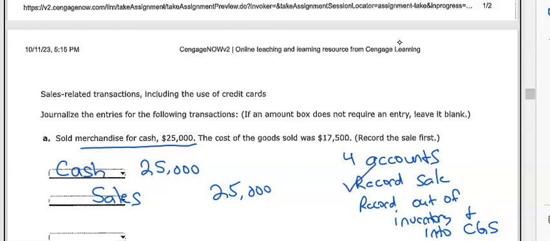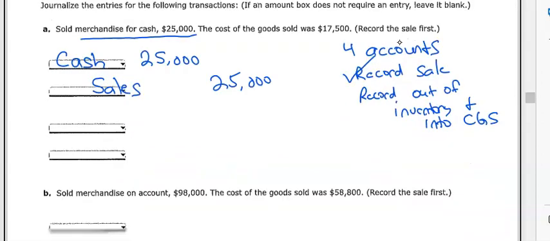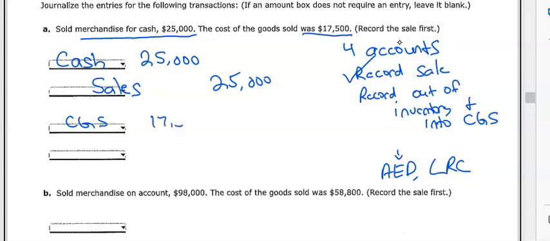Now let's record us moving it out of inventory and into cost of goods sold. So cost of goods sold is an expense. Expenses always go up with a debit. And so we can remember that by saying after eating dinner, let's read comics. So this is our expense. So expenses go up with the debit. All right, so cost of goods sold is going to go up with the debit, and it tells us how much it is. It tells us it was $17,500.